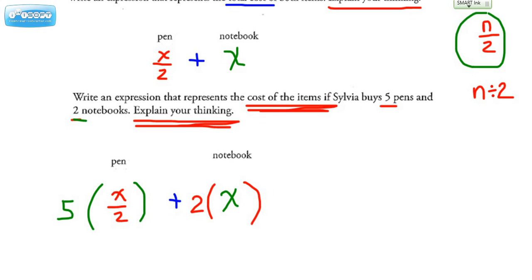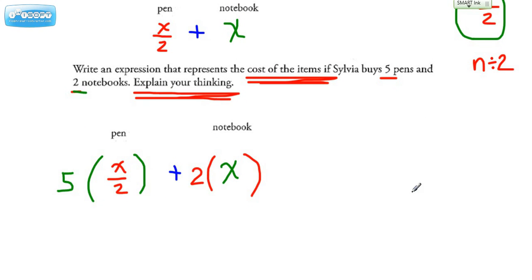All right, good luck finishing your explanation. I would maybe put your explanation over here. Make sure you're using words. Do your best with spelling, and make sure that it's coherent.